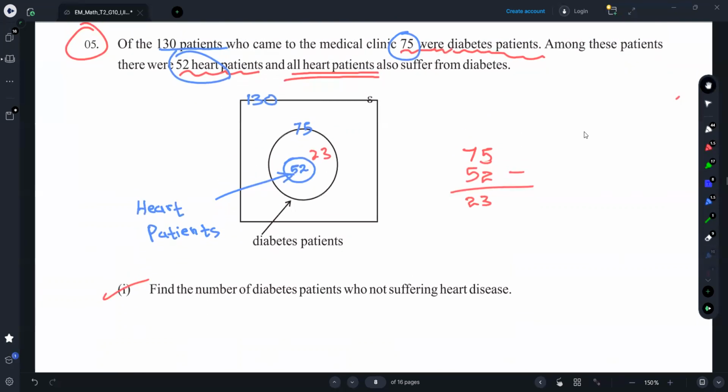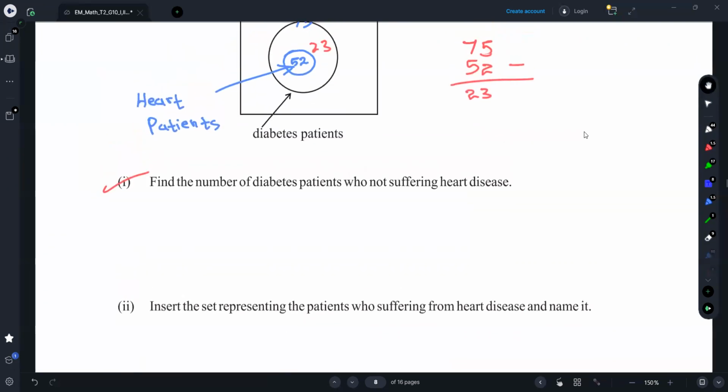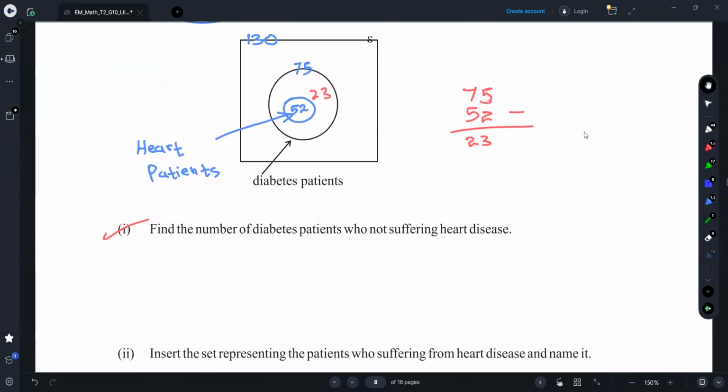Okay, you can complete this. I hope you have taken a printout of the paper. Complete your answers, then others can try the second one: find the set representing the patients who suffer from heart disease and name it. First one we just find the number, and next one we name it like this: heart patients, this amount. This is the answer for the second. Complete your answers, guys. If you have any questions, you can send me a message, or just unmute and ask.